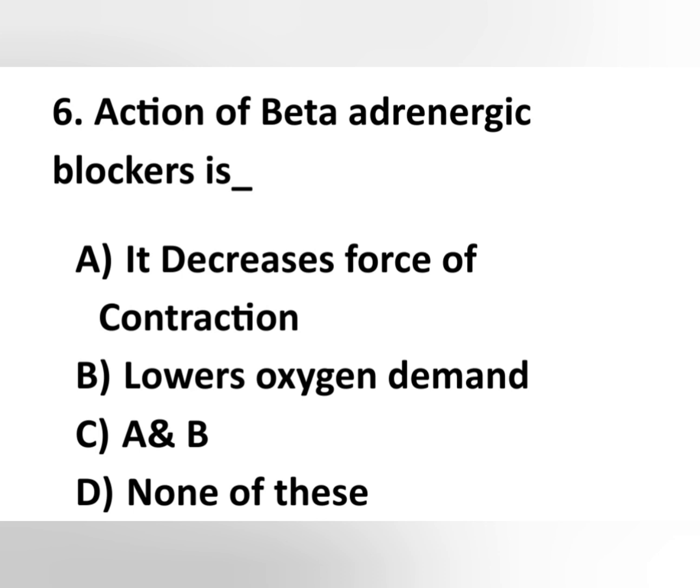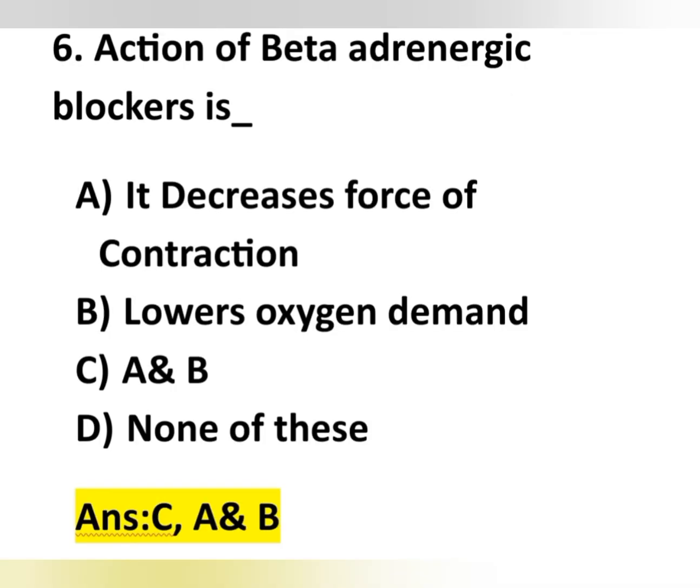Question number 6. Action of beta adrenergic blockers is. Options are option A it decreases force of contraction, option B it lowers oxygen demand, option C both A and B, and option D none of this. Here the correct answer is option C both A and B.